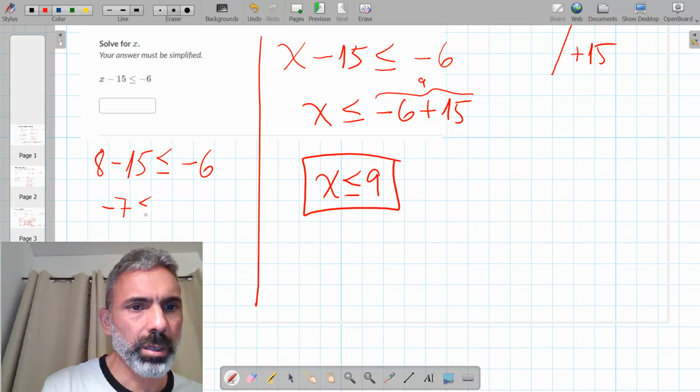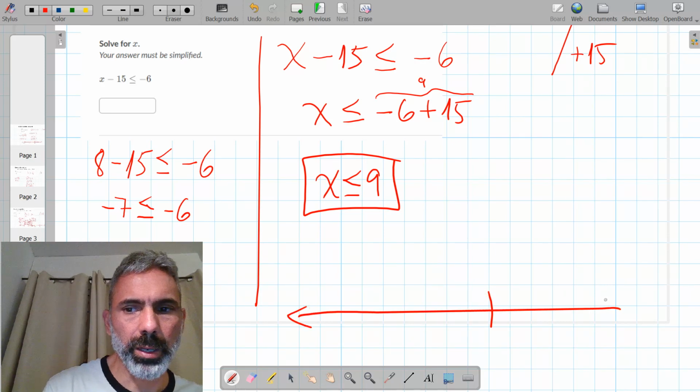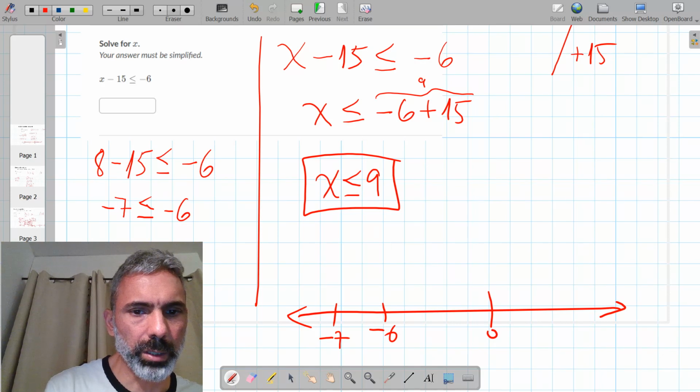Minus 7 is less than or equal to minus 6. It is less than minus 6, okay? Because on the number line, minus 6 is to the right of minus 7, which means that it is greater than minus 7, or minus 7 is less than minus 6.